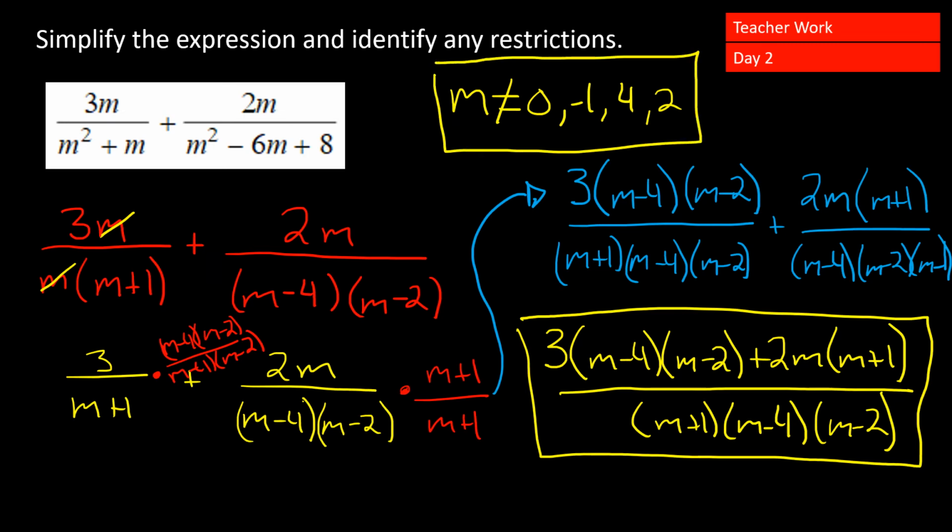And again, these restrictions are coming from these factors of what would cause either a vertical asymptote or this 0, which was going to cause a hole. Okay.